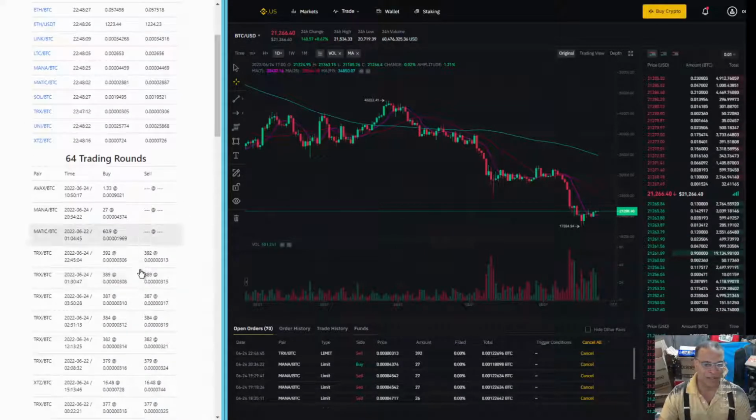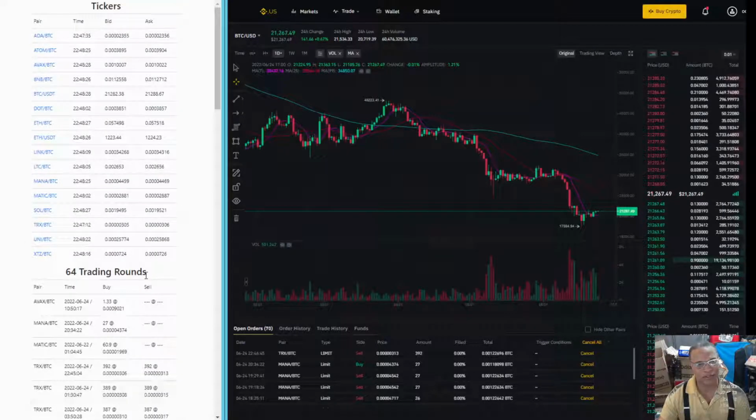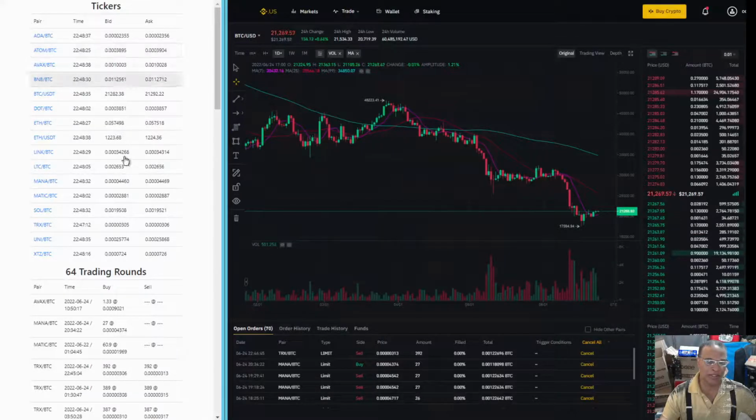Right, so it's kind of interesting the way that works. Another thing that is not showing right now, because the prices aren't close to filling any orders at the moment: when the bid price gets close to one of these entry prices, you'll see the bid price light up in green. So let's say it's Avalanche BTC. So we have Avalanche here.